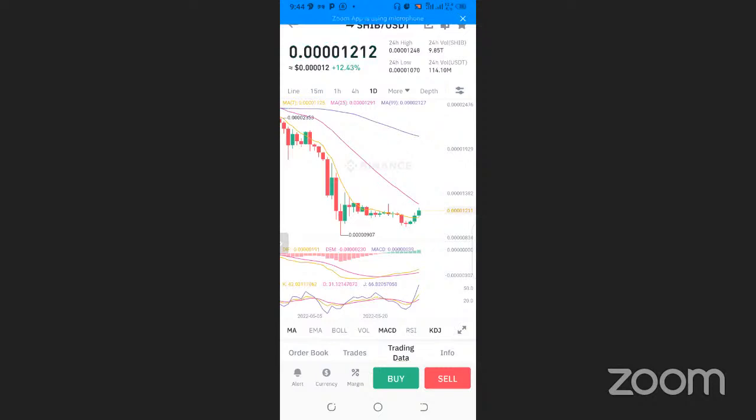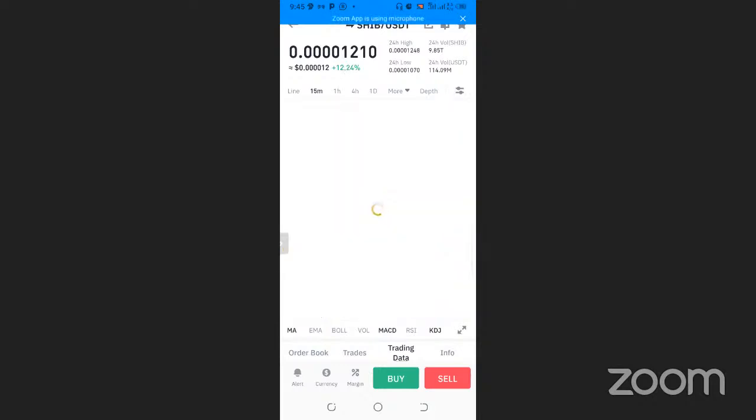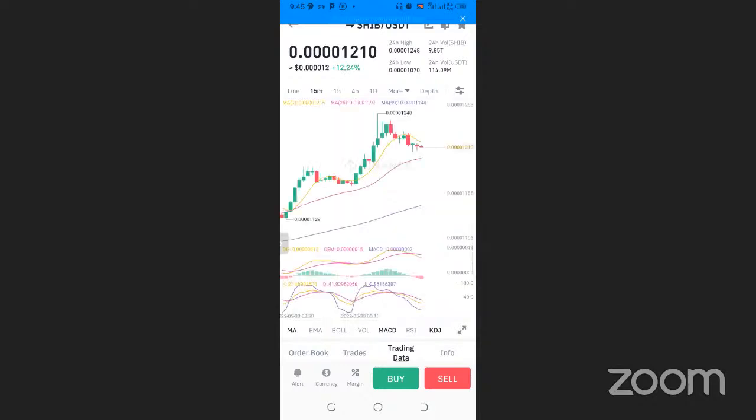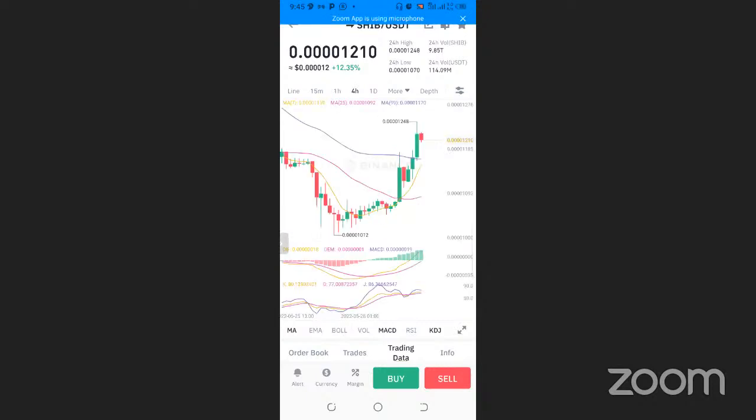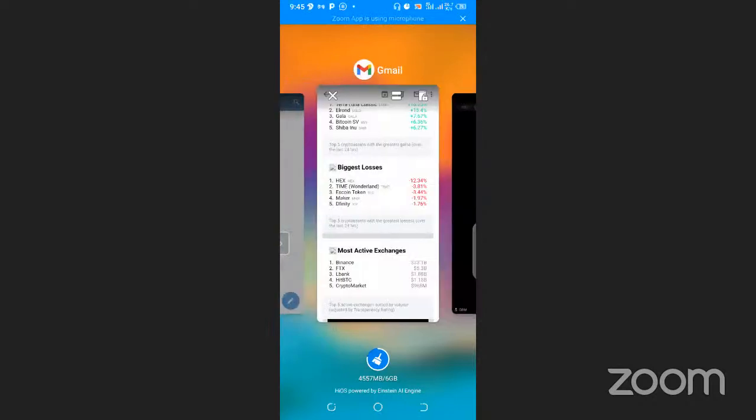Look at the all-time high. All-time high is 0.02411, while the all-time low is 0.0107. So if we are to trade it at the moment, what can we get out of Shiba? In 15 minutes, the market is going down. You can see in the 1 hour the market is going down. So you are almost meeting the all-time high.